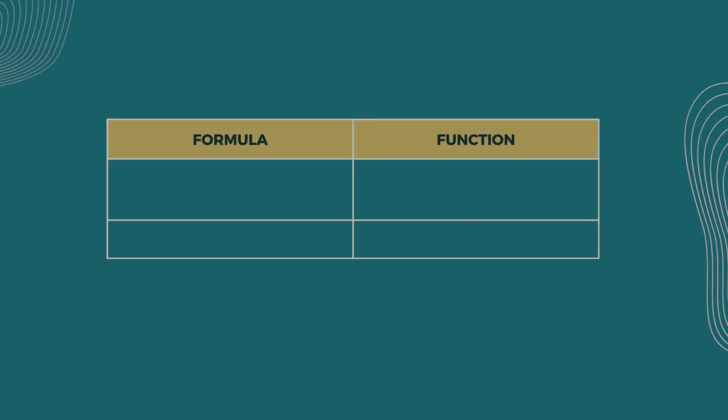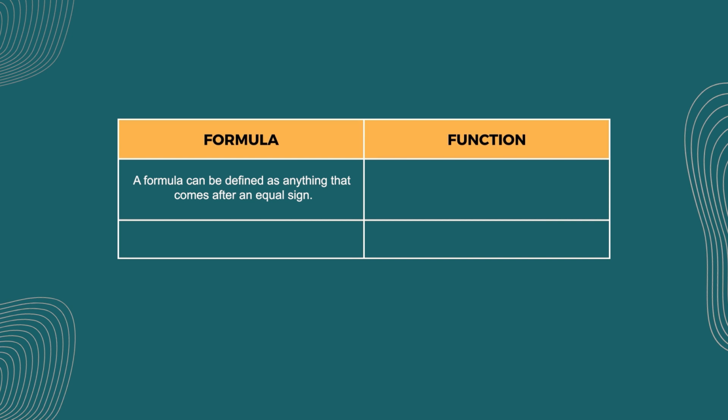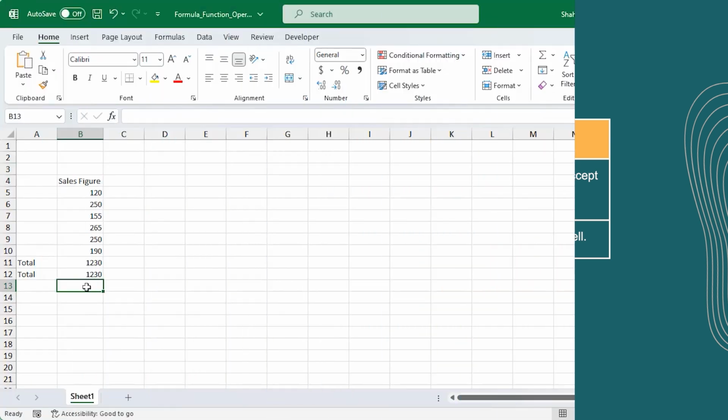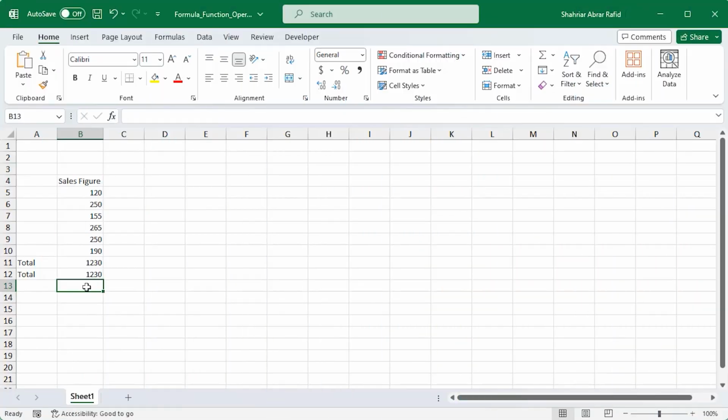First, a formula can be defined as anything that comes after an equal sign. Functions, on the other hand, are preset formulas that accept several arguments as input and return an output. Second, there can be only one formula per cell. However, a formula can have multiple functions. I won't discuss much about functions here, because we have another video series covering everything you need to know about Excel functions in great detail.